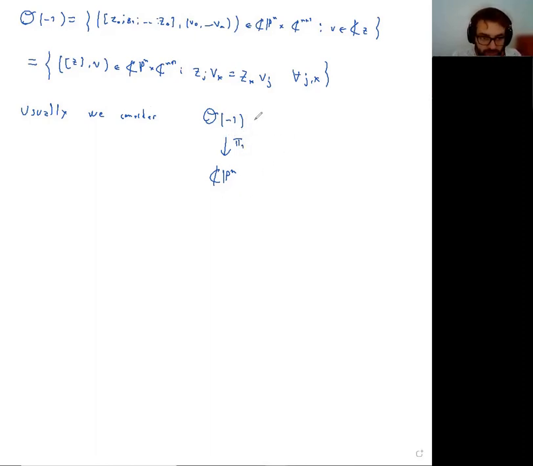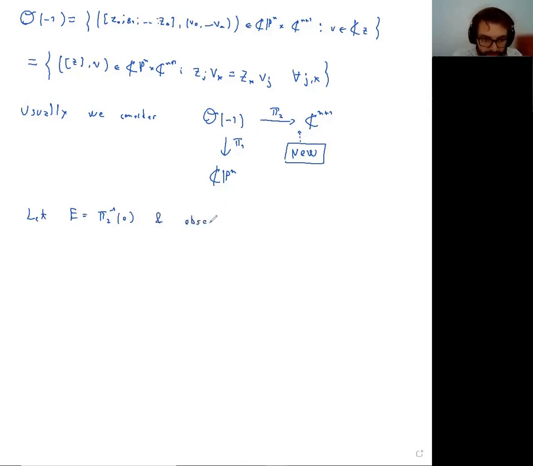But we can also consider the projection onto the second factor, which we call pi 2. So let's see what this is about. Let's start with the pre-image of 0. So let E be pi 2 inverse of 0.